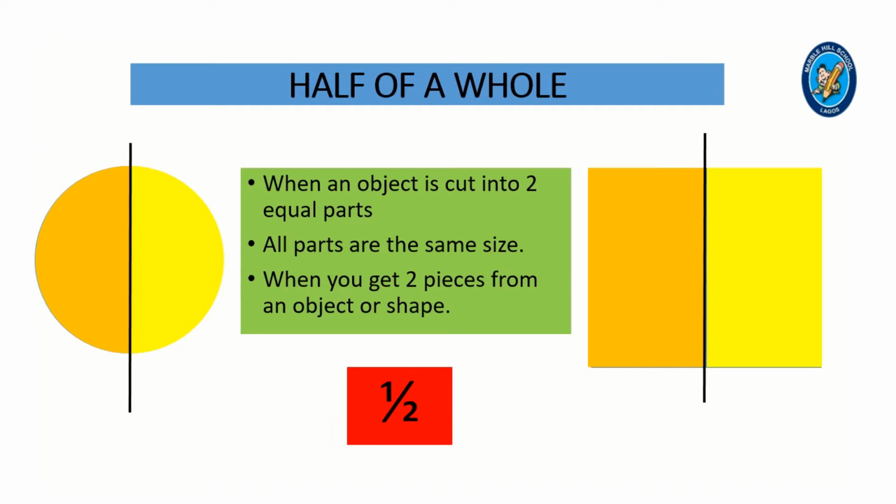The first type of fraction we're going to be learning about is called half. Half, can you say it again? Half. Half means when you divide an object into two equal parts and all the parts are the same size. Half is when you get two equal pieces from an object or a shape.